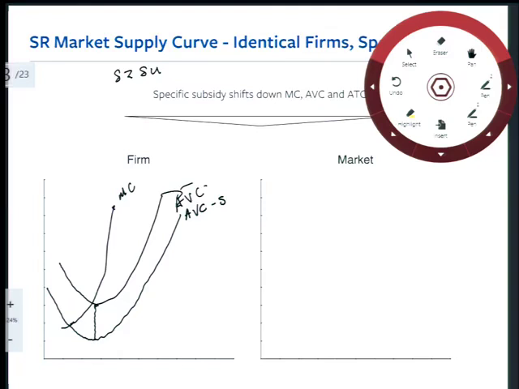Now the same thing is going to happen with marginal cost. Shift down the marginal cost by S. Let's see how good we can make this look. Not very good. Good thing I'm not the one getting evaluated here for this class. This is just going to be marginal cost minus S. So S is the vertical distance between these two curves.